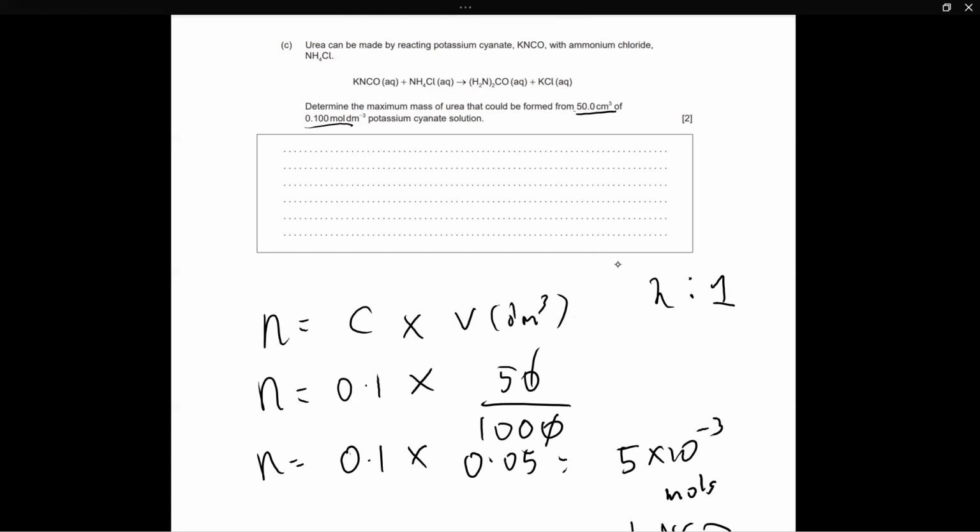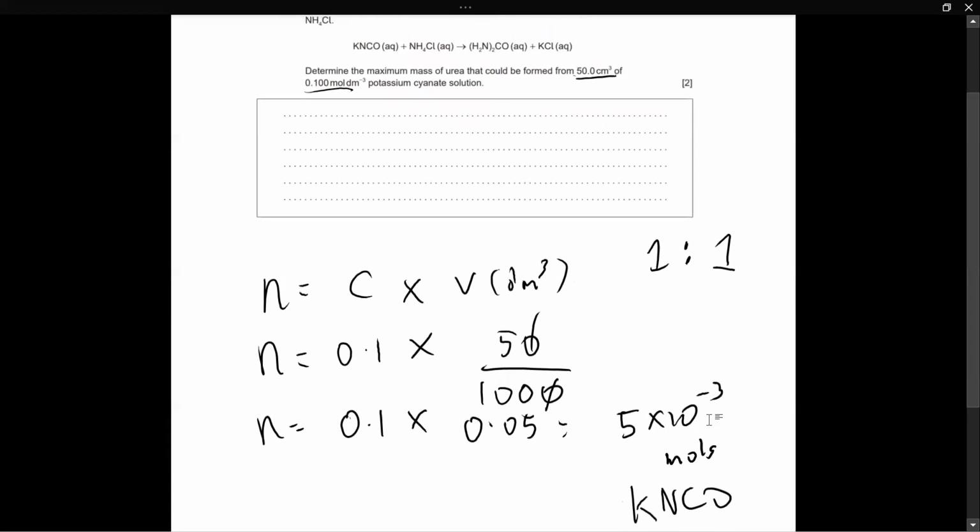This is basically why we balance the equations, to get the molar ratios and to make sure that they're correct. However, in this case, as I said earlier, all the substances are in the 1-to-1 ratio. So for every 1 mole of potassium cyanate I use, I'm going to produce 1 mole of urea. So if I use 5 times 10 to the power of -3 moles of potassium cyanate, I'm also going to produce 5 times 10 to the power of -3 moles of urea.